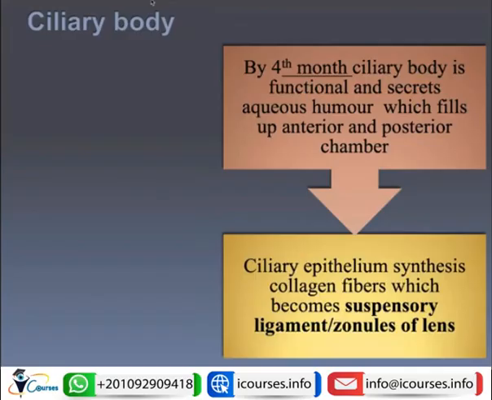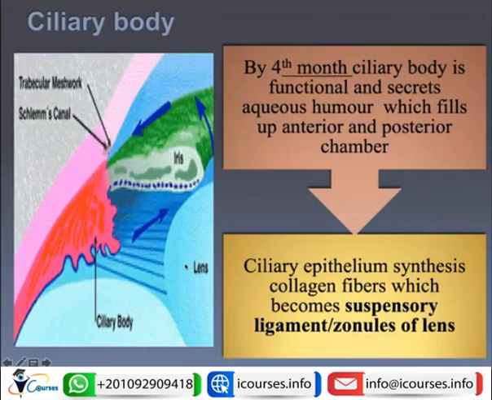What about the function? The ciliary body function will be mainly to secrete the aqueous humor. Secretion or pumping of the aqueous humor starts by the 4th month of gestation. So by the 4th month of gestation, the aqueous will be filling the anterior chamber and posterior chamber, while the ciliary epithelium will start to synthesize collagen fibers, which will become the suspensory ligaments or zonule of the lens, in addition to the tertiary vitreous. Both of them will share in the formation of the suspensory ligaments of the lens, or zonule of the lens.